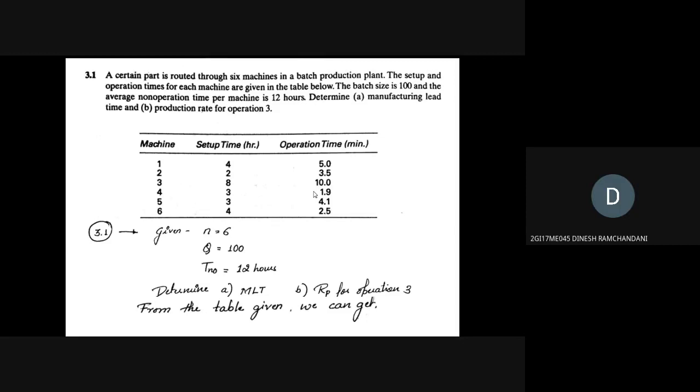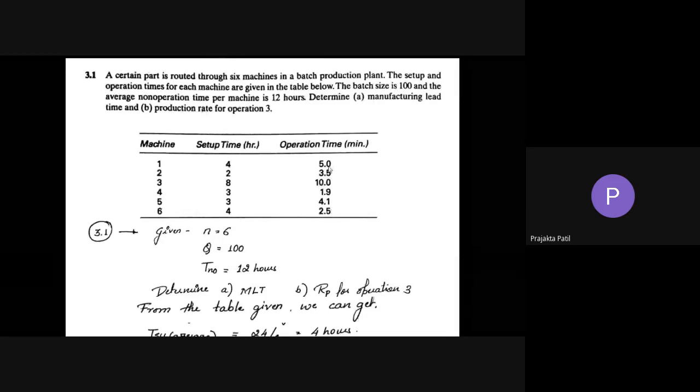Ma'am, 4 and 4.5. So average setup is 4 hours. All are getting this. It's simple. You just have to sum this and divide it by 6 because you have 6 machines. Same you have to do for operation time. You just add all of these values and then divide it by 6.